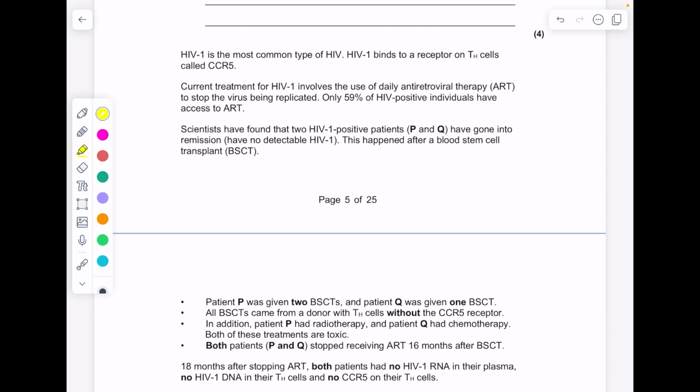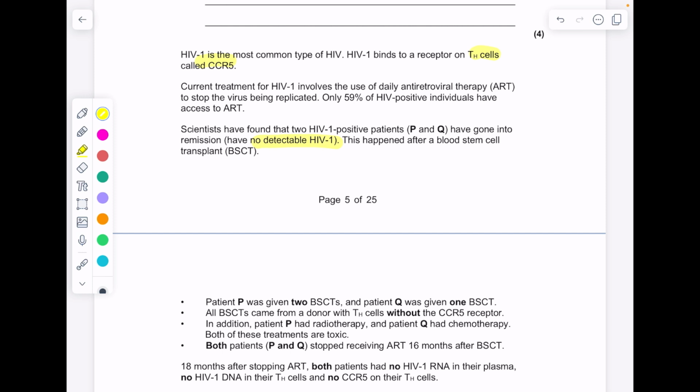HIV-1 is the most common type of HIV. HIV-1 binds to the receptors on helper T cells called CCR5. Current treatment for HIV-1 involves the use of daily antiretroviral therapy, ART, to stop the virus being replicated. Only 59% of HIV-positive individuals have access to ART. Scientists have found that 2 HIV-1 positive patients, P and Q, have gone into remission. They have no detectable HIV-1.